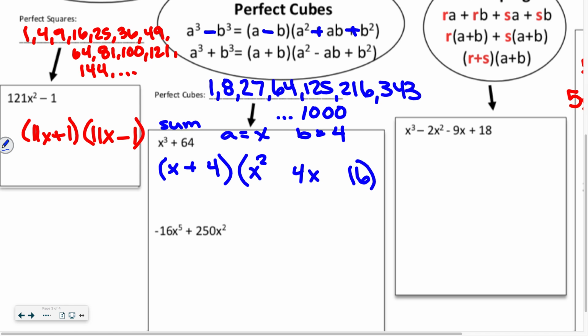And then follow my rule, same, opposite, always positive. There, I just factored. Okay.